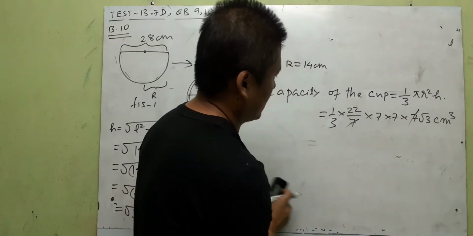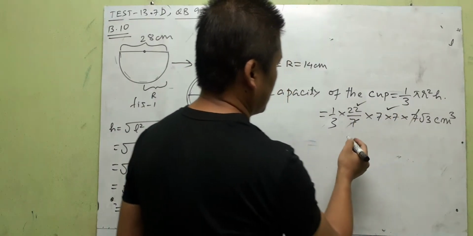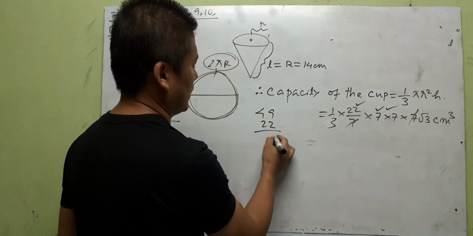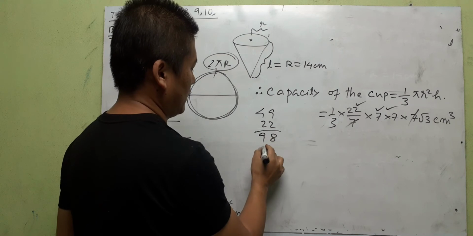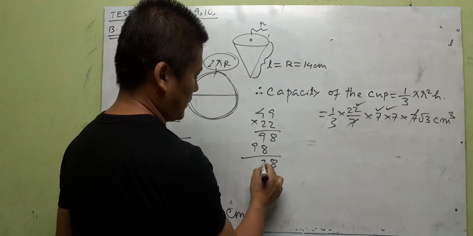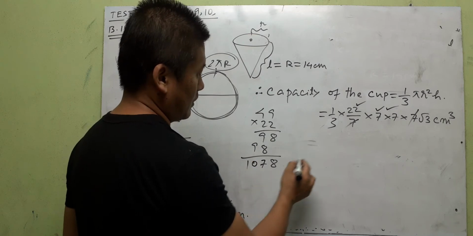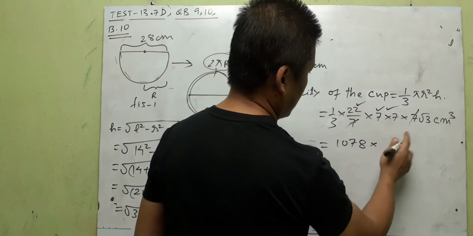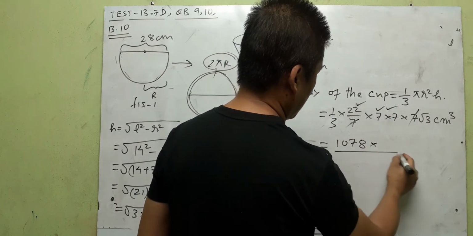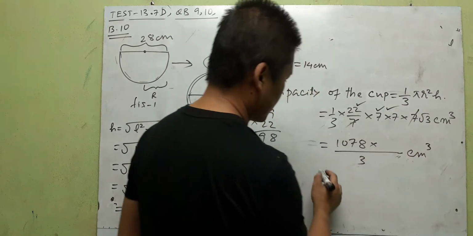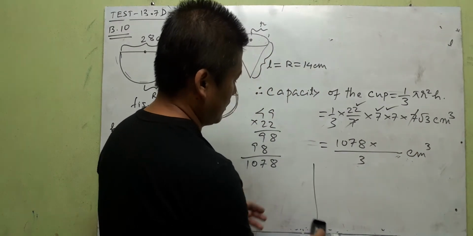So let us multiply this: 22 into 7 7s are 49, 22 into 49 gives 1078. So we get here 1078 when we multiply, and this 3 into root 3, we need to find that divided by. So let us find that out by division. Again, square root division. So let us do that.